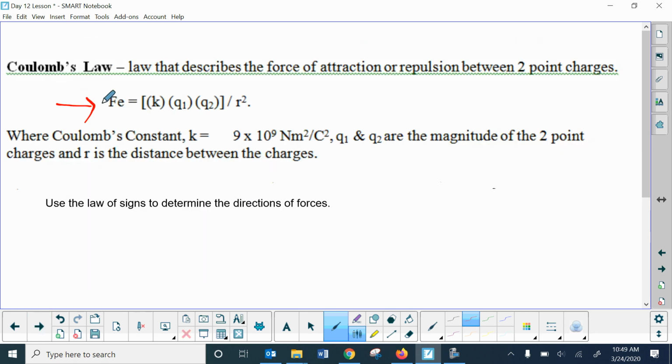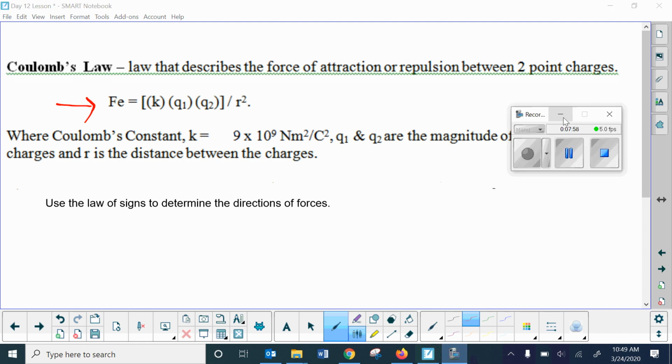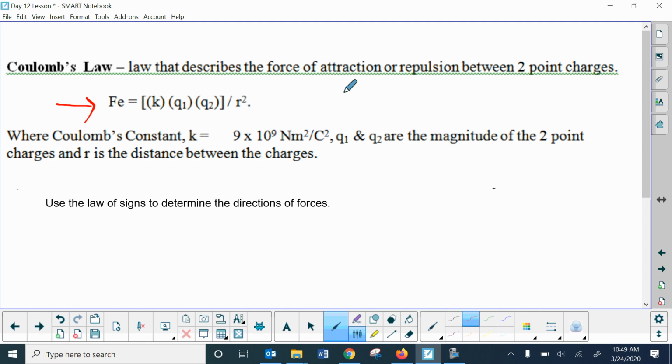The last thing we're going to talk about in this video is Coulomb's law. I'm going to check the time. We're still good. It's the law that describes the force of attraction or repulsion between two charged particles. So if you had one positive and one negative, or two positives, I just drew a positive.